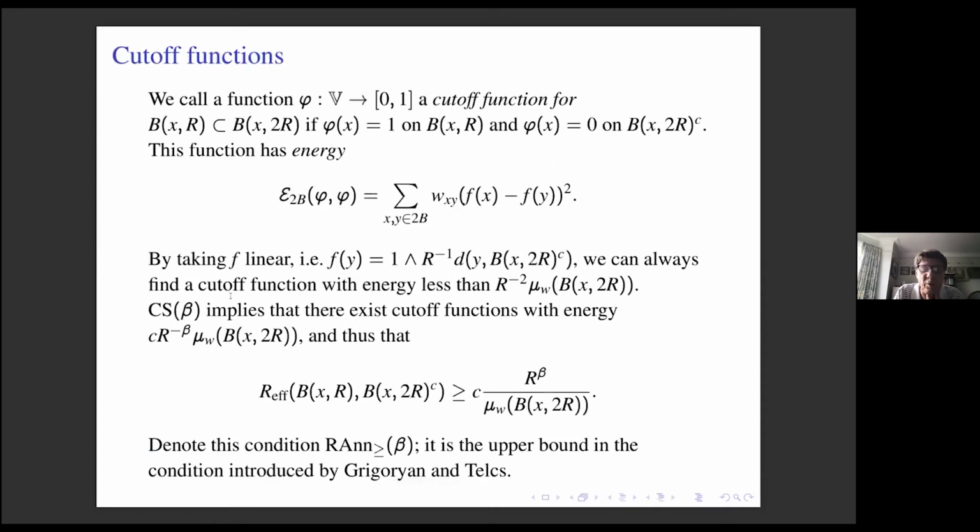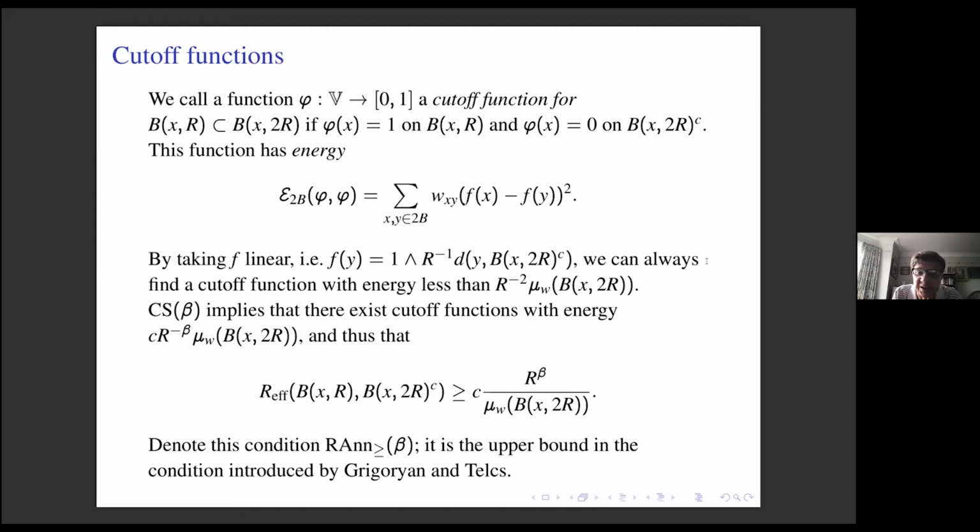Let me say a little more about cutoff functions, as that inequality CS relates to the behavior of cutoff functions. So we have a graph and a function phi from the vertex set to [0,1], and we call it a cutoff function for a pair of balls, B(x,r) and B(x,2r), if the function is 1 on the inner ball and is 0 outside the larger ball. So basically, it's a function which takes us down from 1 to 0 over the annulus between the two balls. And the energy of the cutoff function is this quantity here, the same energies as we've seen before.